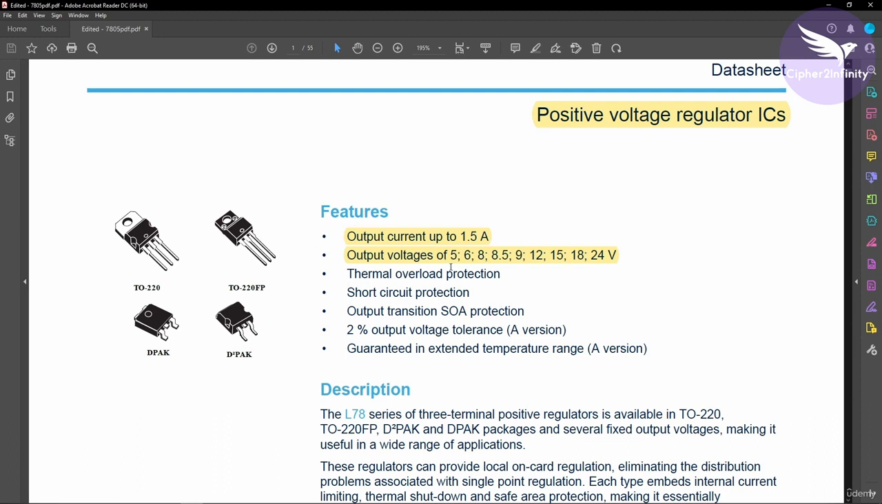This IC is actually capable of generating 5 volt on the output side. Along with that, it can provide current up to 1.5 amperes, which is much greater than our requirement of 422 milliamperes.